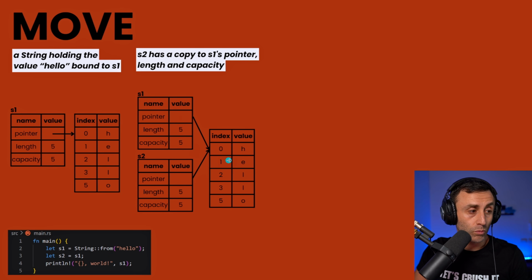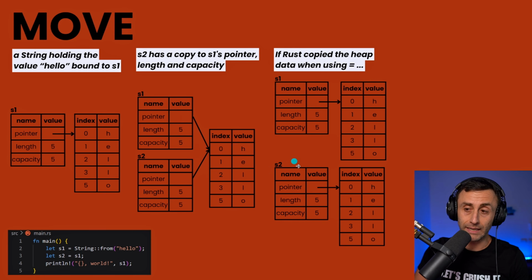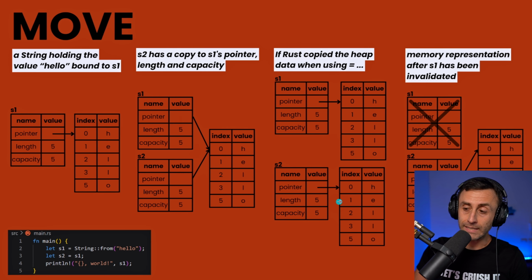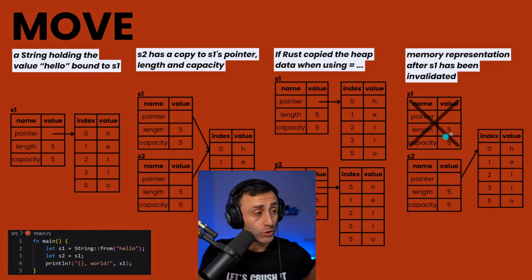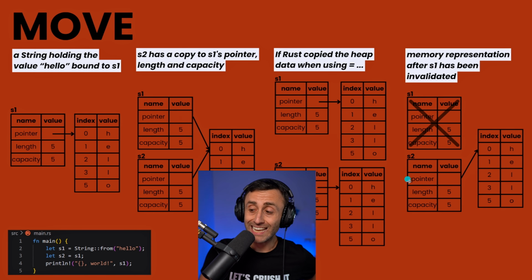Someone would expect that if Rust copied the heap, we would have something like this. This is what is usually called a deep copy, copying not just the pointer but the whole structure. Instead, what happens is this. s1 became invalid and just s2 is valid now.